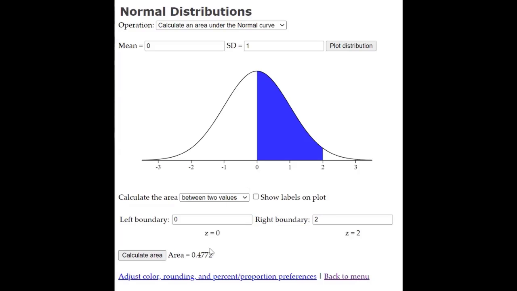So if I calculate the area here, I get 0.4772 from 0 to 2. Is that twice the area of 0 to 1? Remember, that's 0.4772. No, you can even see it, this is definitely more than half of the 0 to 2 area. So the first statement is incorrect. Next, the area from 0 to 2 is half the area from negative 2 to 2. So here's 0 to 2, 0.4772. And I'll put in negative 2.